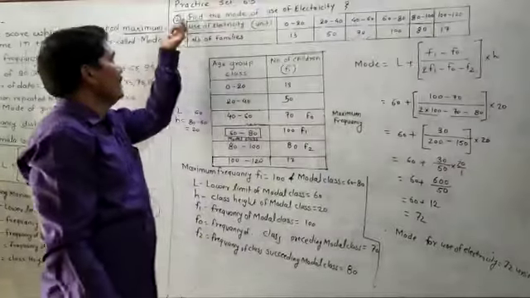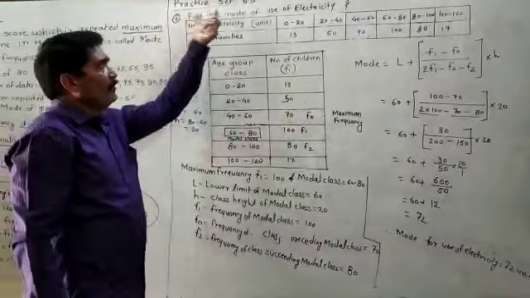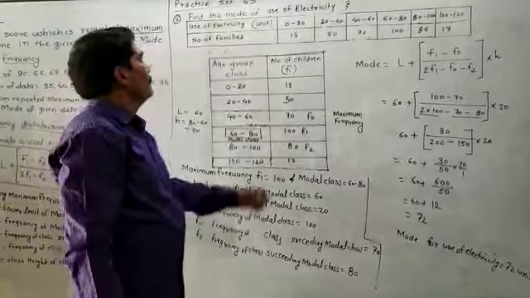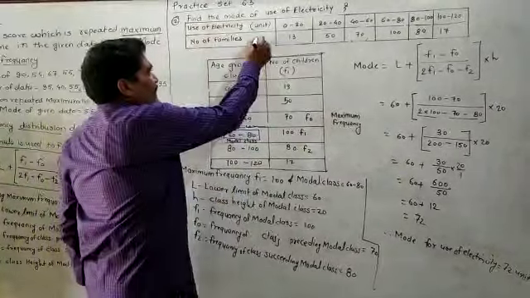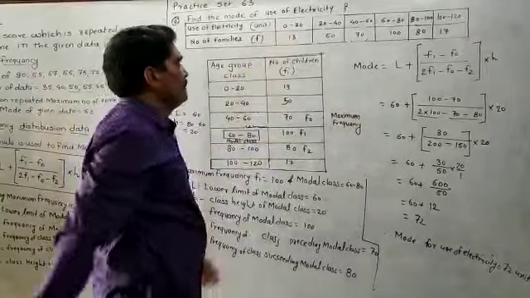Practice set 6.3, second example. Find the mode of the use of electricity. The use of electricity and the number of families are given. This one is the frequency and outside are the classes.